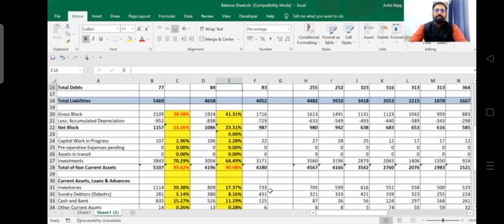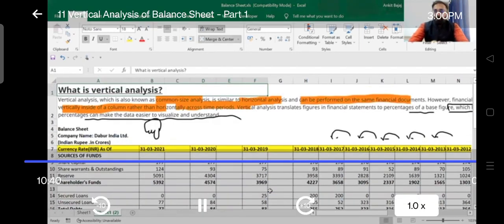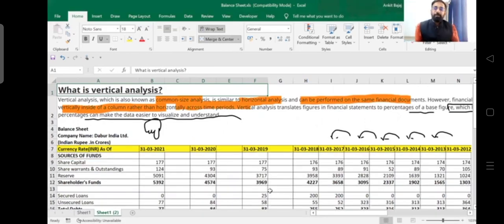Similarly, you can do this analysis and you can see how companies are doing, right? The company requires current assets. Somehow the company is able to manage 80% of its current assets with the help of current liabilities.